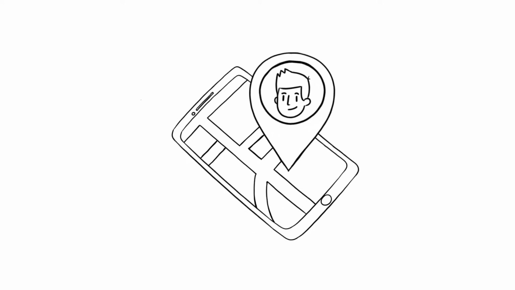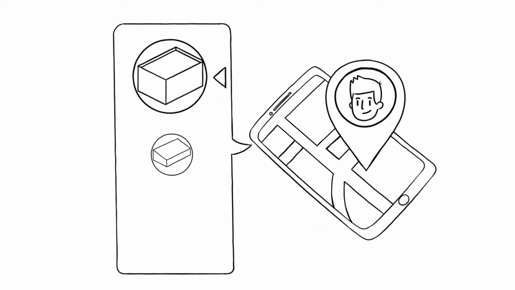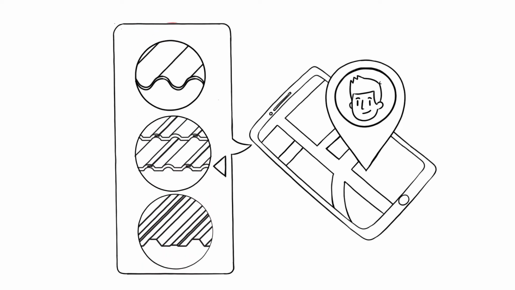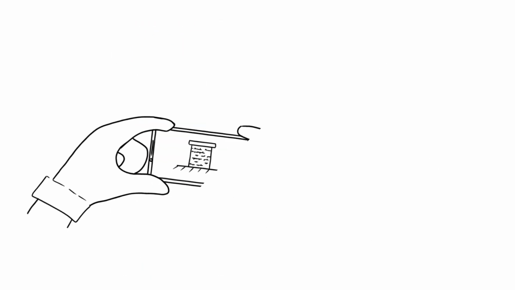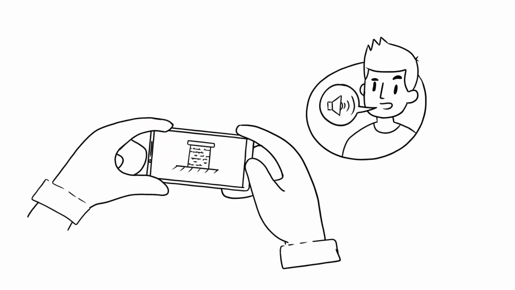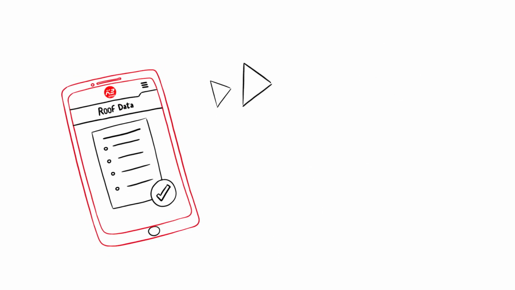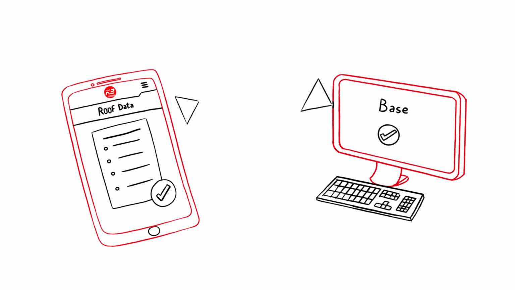In the app, for example, Tim can choose his location, the type of roof, and the covering of the roof. Tim can take pictures and use the dictation function to add notes. Finally, Tim can synchronize all his data with Base with only one click. All information is saved there, and Tim can start planning immediately. This makes his work so efficient that he can implement several projects.